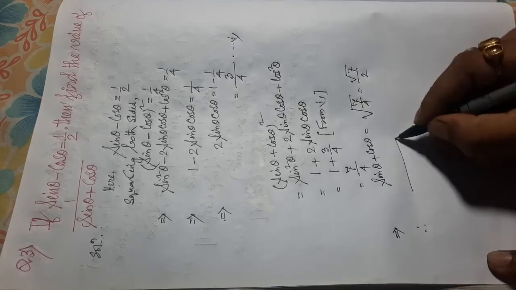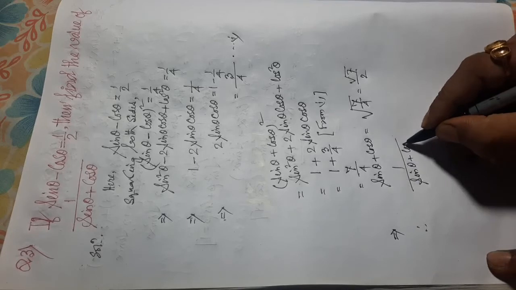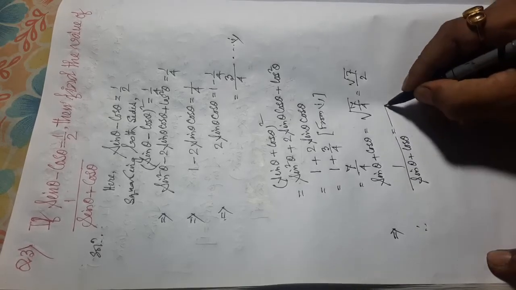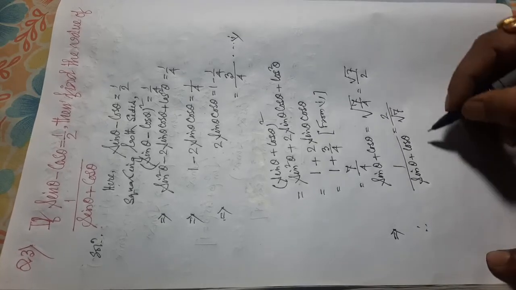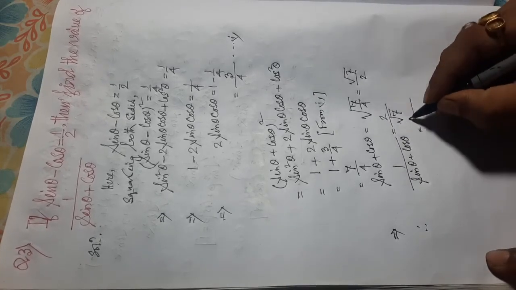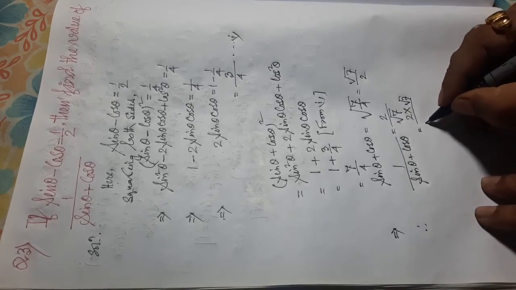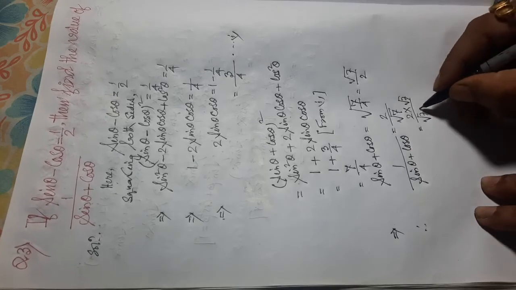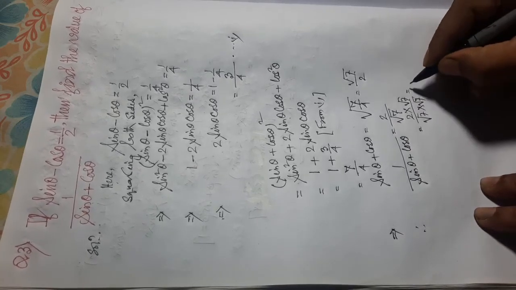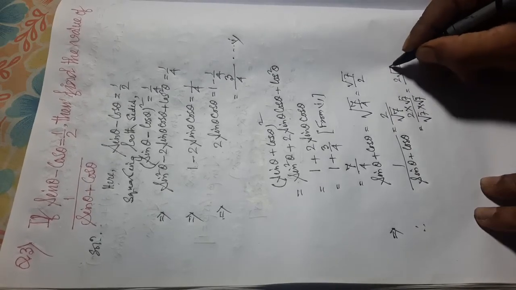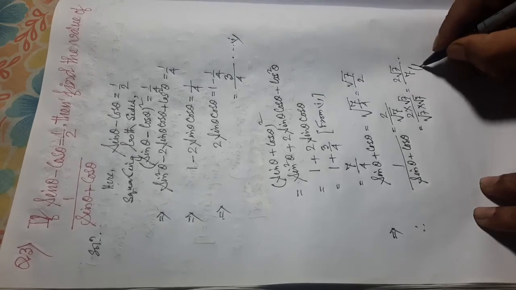Therefore, 1 by sin theta plus cos theta is equal to 2 by root 7 is equal to 2 into root 7, multiplying the numerator and the denominator both by root 7, 2 root 7 divided by 7. Answer.